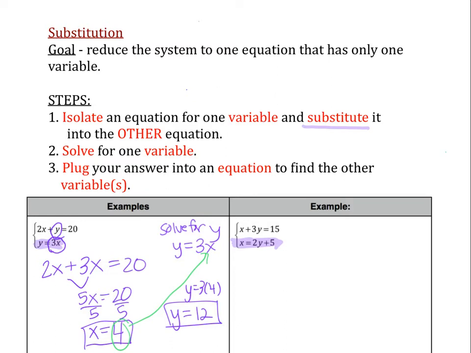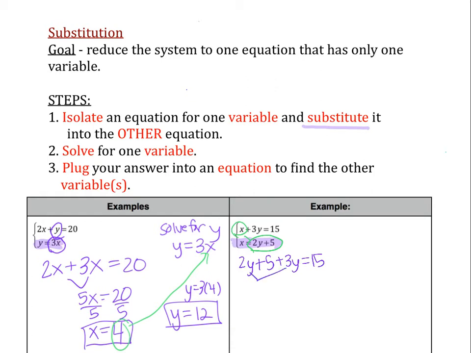Now what I'm going to do is take this 2y plus 5 and plug it in for my x right there. So I'm replacing x with 2y plus 5, and then everything else in my equation stays the same. I know I've done this step wrong if I still have two variables. So if you still have two variables at this step, try substituting again.